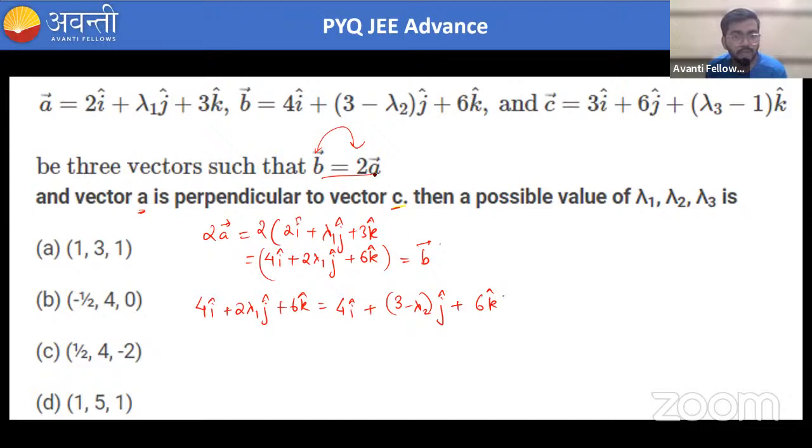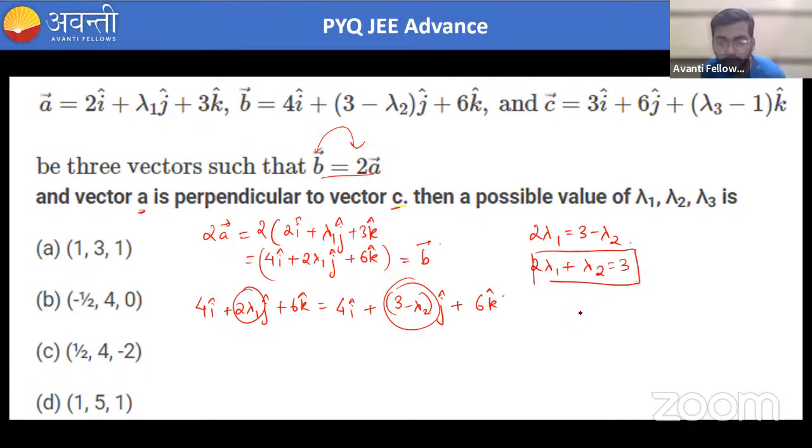So by this we get the relation between lambda 1 and lambda 2. This 2 lambda 1 should be equal to 3 minus lambda 2. So we get 2 lambda 1 equals 3 minus lambda 2. That is why 2 lambda 1 plus lambda 2 will be equal to 3, right? This is the first relation.